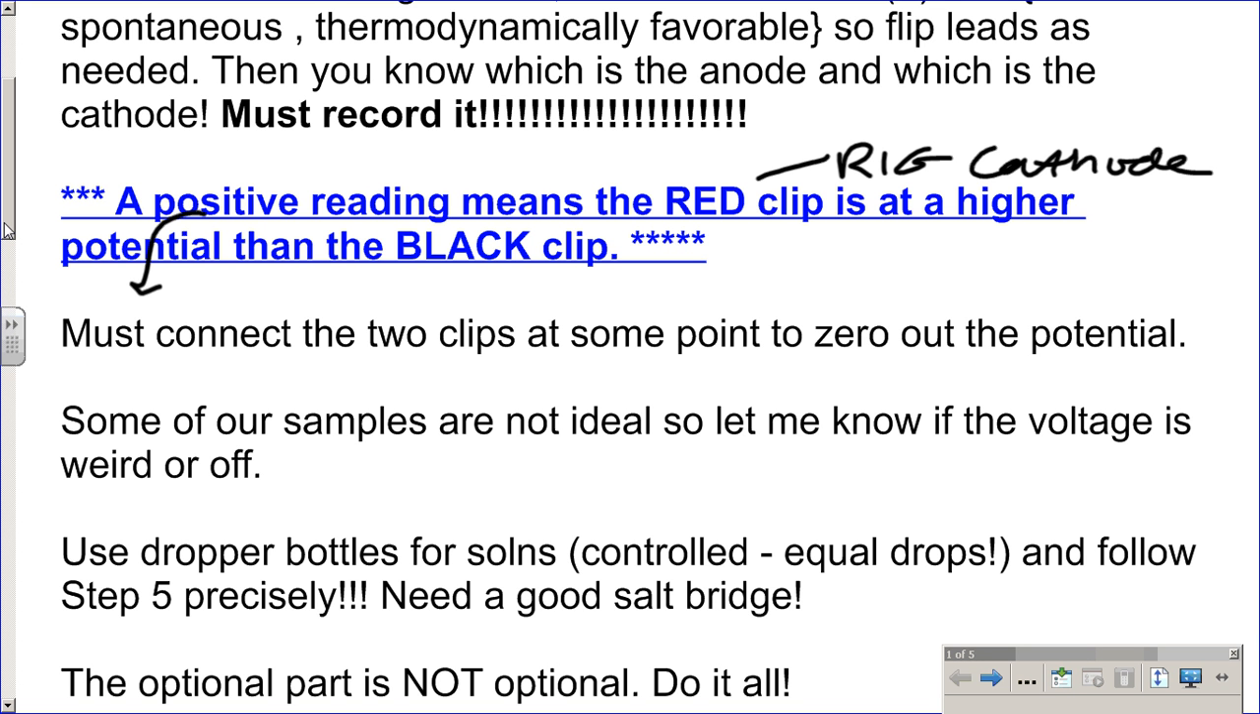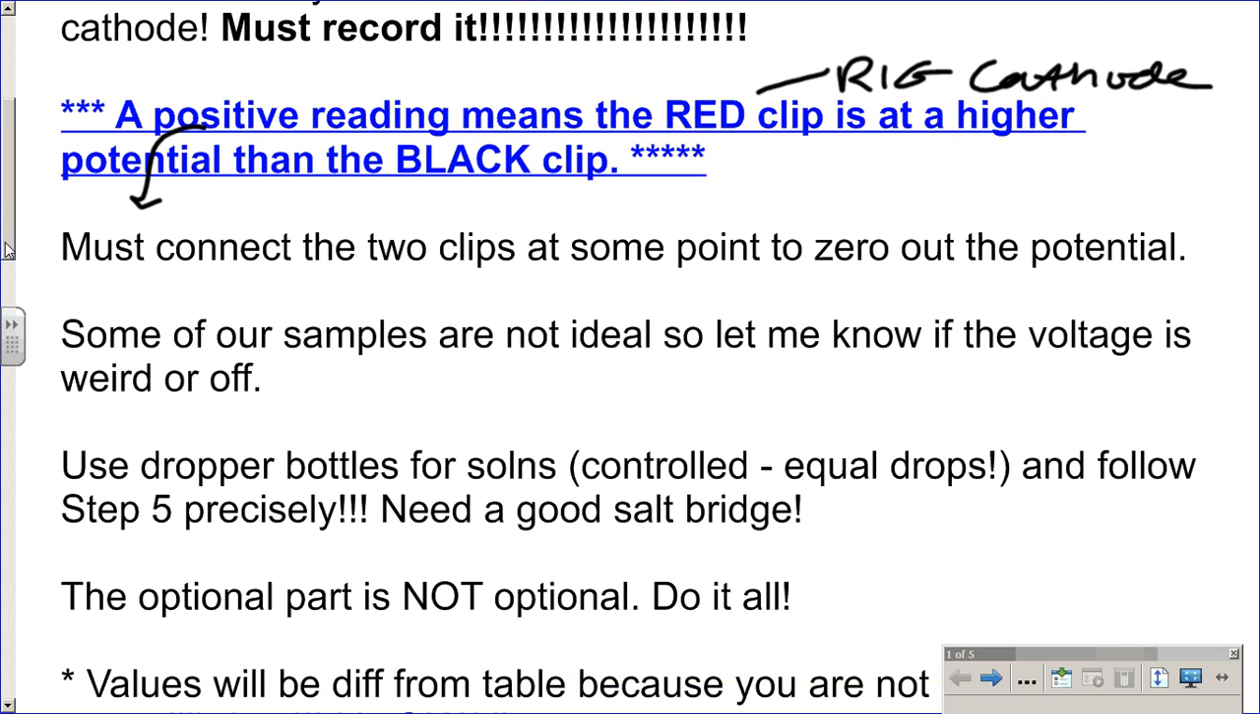At the very beginning of the lab, I think it says to touch your 2 wires together to zero out the voltage. You will have to touch them together. You're not going to shock yourself, okay? You're just going to have to touch them together. Don't freak out.